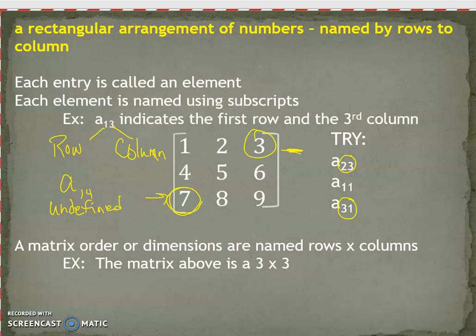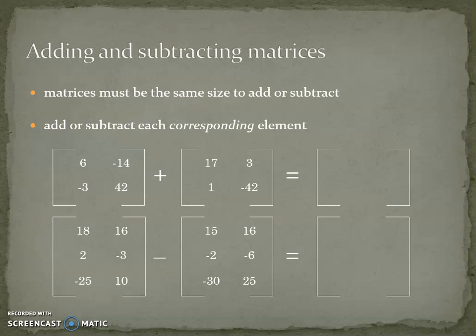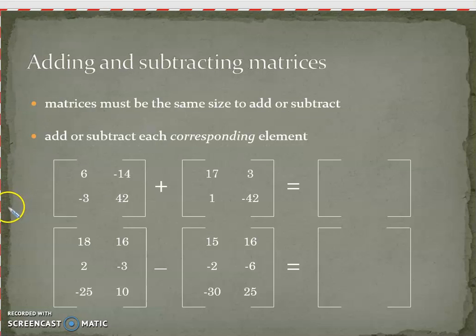Okay. Matrices have order or dimension. It's how many rows to columns it is. So you always label them this way: rows first, columns second. This is a 3 by 3. Now, in order to add and subtract, they must be the same dimension or the same order. So this is a 2 by 2. It can be added to a 2 by 2. It cannot be added to a 2 by 3. So to add and subtract, they have to be the same size.